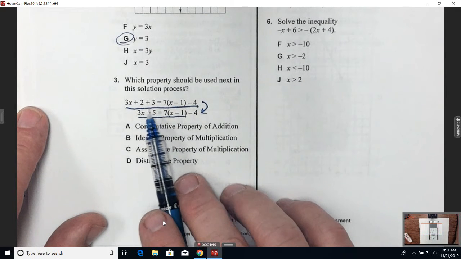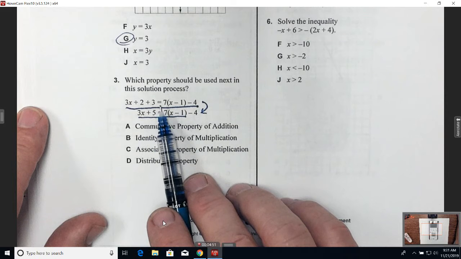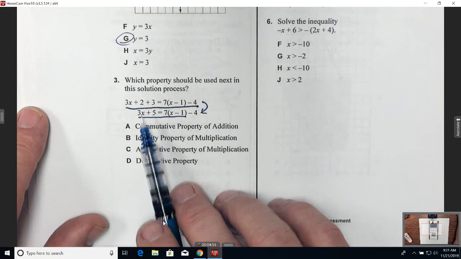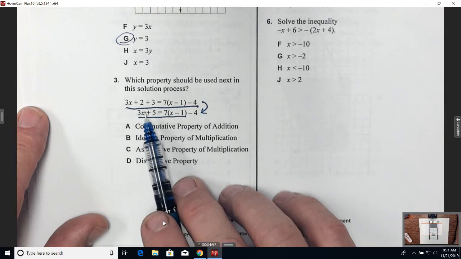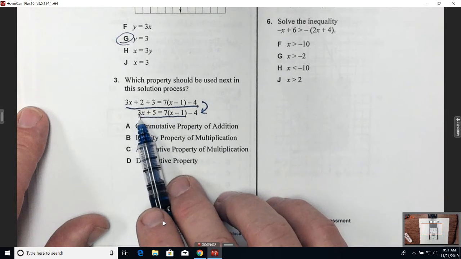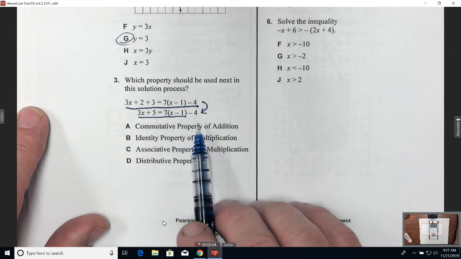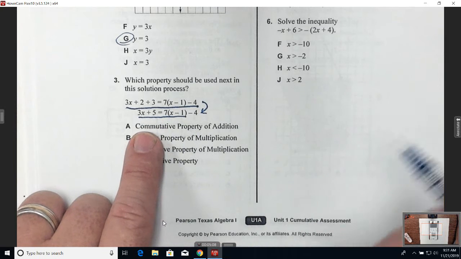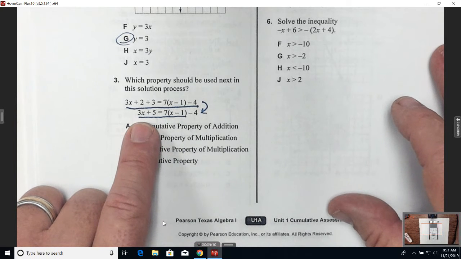Did they distribute? In this problem, they did not distribute. What did they do? They combined like terms. So that's 3x plus 5 is equal to 7 times x minus 1 plus 4. So after they combine like terms, what do you think the next step should be in the problem?